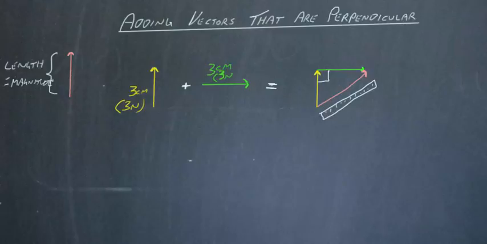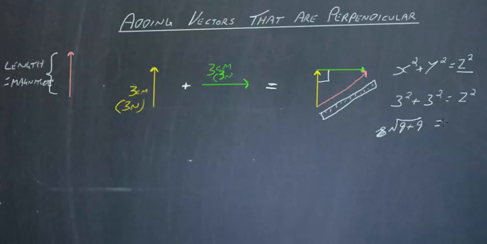Now, imagine you're back in math class. We are, of course, going to use Pythagoras' theorem, which, if you've forgotten, is x squared plus y squared equal to z squared, with z squared being the hypotenuse, which is the value that we're looking for. So 3 squared plus 3 squared is equal to our unknown squared, which gives us 9 plus 9, the root of, gives us z. So we've got square root of 18 is equal to our unknown, which gives us about 4.24 newtons.